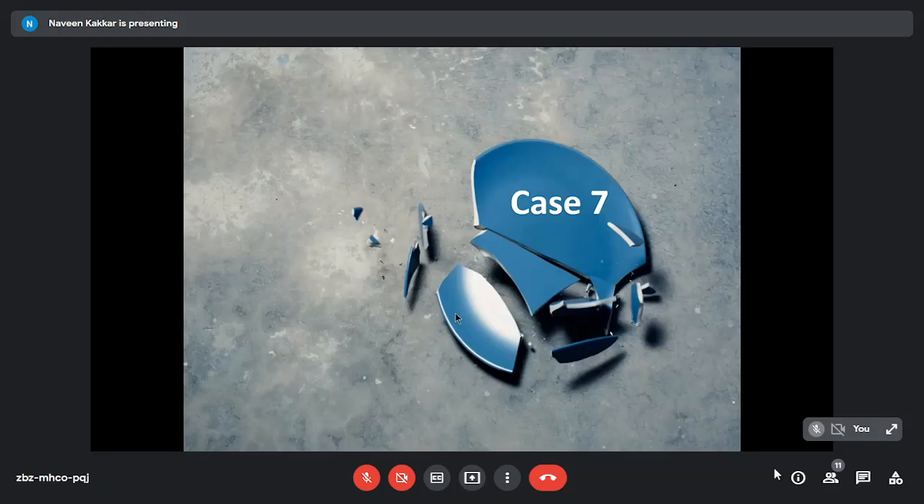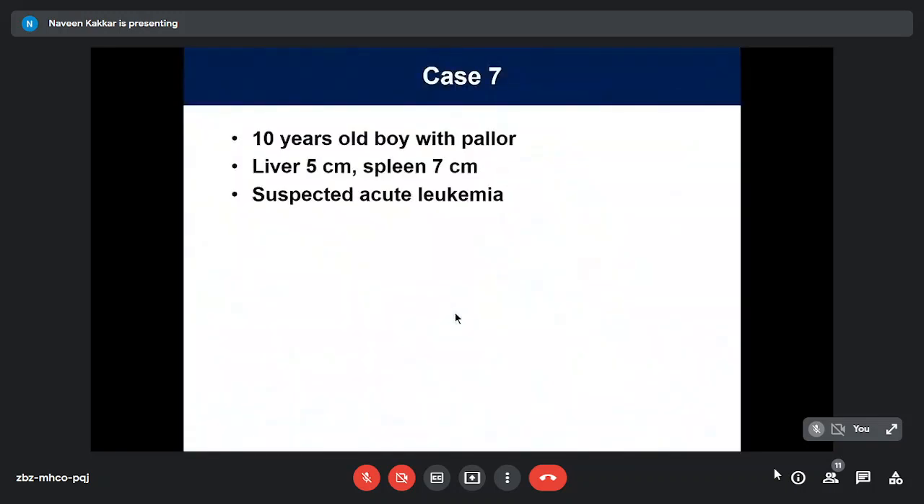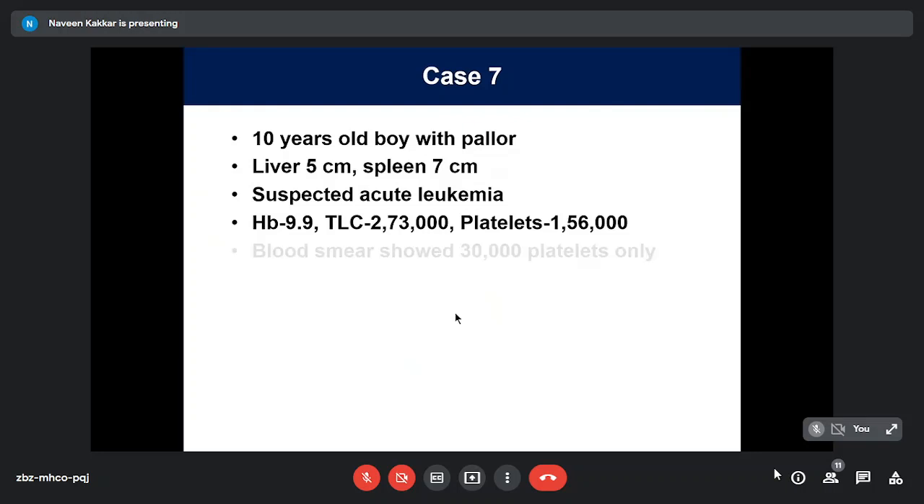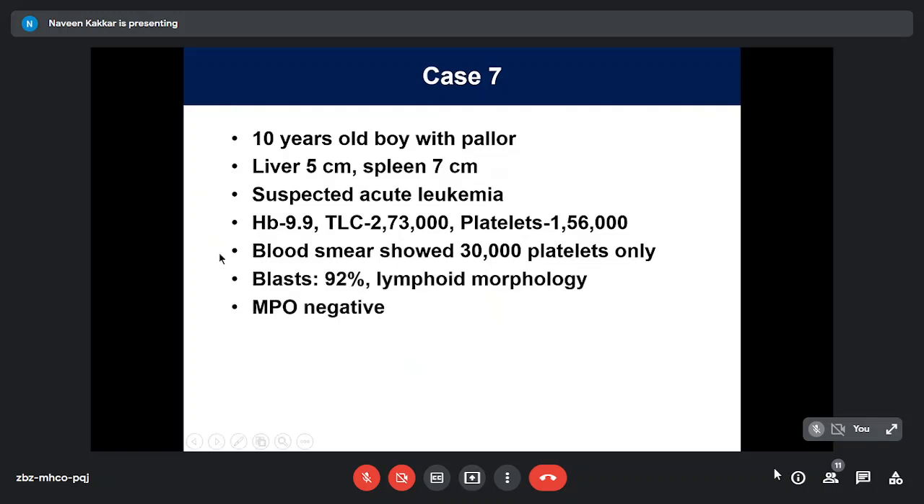Case 7, a short one. This is a 10-year-old boy with pallor. The spleen and liver were enlarged. He was suspected to have acute leukemia. The counts confirmed that. But unusually for a very high TLC and a leukemia, the platelet counts were maintained normal. The blood smear, however, showed only 30,000 platelets. So what were the rest? We'll look at that in the next slide.